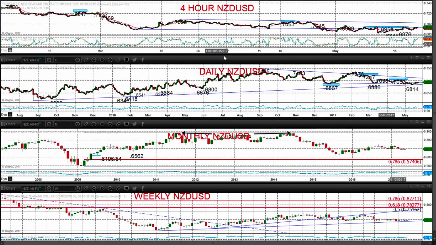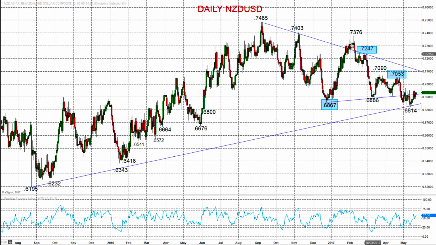And again, if we zoom out to the daily chart, you can see this whole sell-off, not only the sell-off from February, March, but also the whole sell-off from September of last year. A bigger topping structure, a broad swinging downtrend.